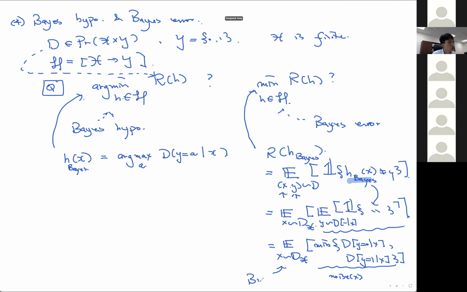And this Bayes error really describes how difficult the problem is, how much noise the problem has. If the problem doesn't have much noise, it's easier to solve. If the problem has a lot of noise, it becomes more difficult to solve. Okay, so that covers everything that I want to talk about for chapter 2.